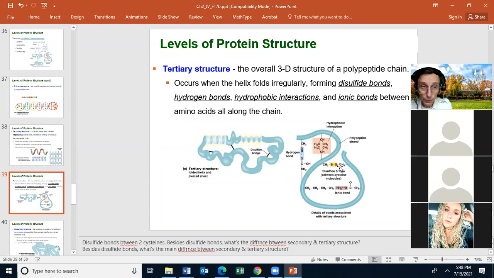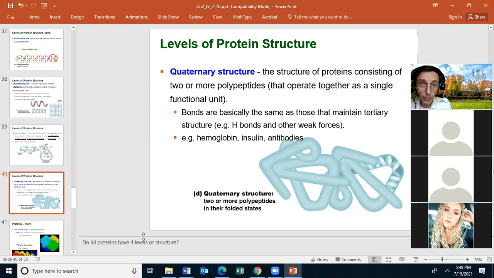Any question about the tertiary level of a protein structure? I'm not hearing anything, so I'm going to go on. For many proteins, the tertiary level is the last level that they will have. Like most enzymes only have a tertiary structure. But some proteins have a quaternary level of the protein.